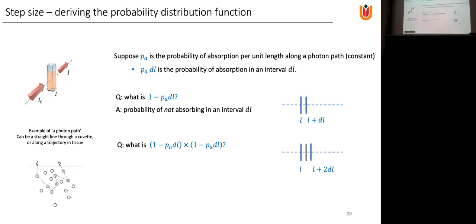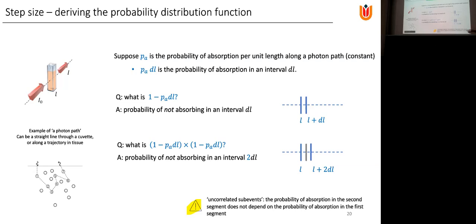Okay, what is then if I take 2 of these intervals back to back? What is then this product? It doesn't get absorbed twice. Absorbing twice is not very likely, but let's say it does not get absorbed over the larger interval. So it is the probability of not absorbing in this interval now of size 2 dl. You have to be really precise. You can only do this multiplication if these 2 intervals are independent, in the sense that the probability of absorption here should not depend on whatever happens here. But we'll assume that's right.